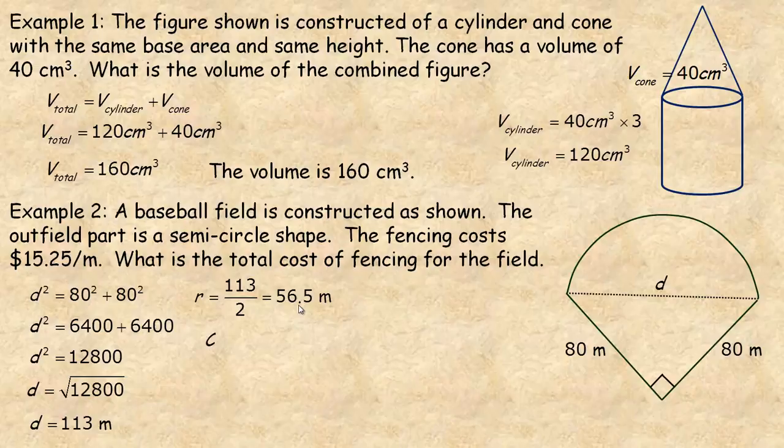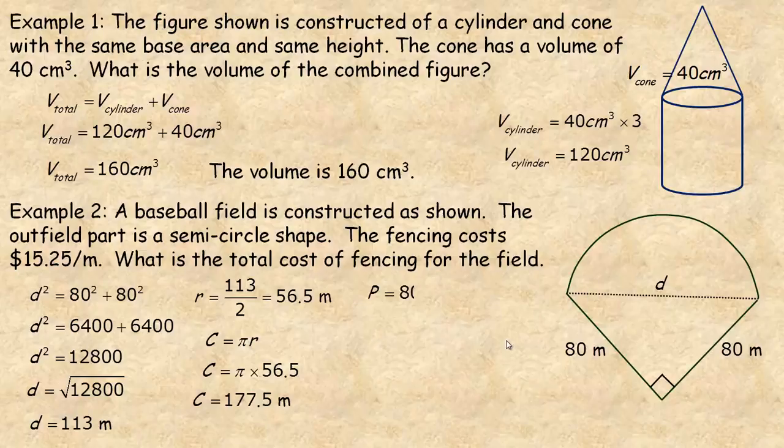So remember, the circumference of half the circle, remember that formula from the previous page, is pi times r. Remember the whole thing is 2 pi r. If I get rid of the 2, then I'm talking about a half a circle. So this is the semicircle circumference formula, distance along there. So I just multiplied the 56.5 by pi. So it's 177.5 meters along the edge of the outfield here.